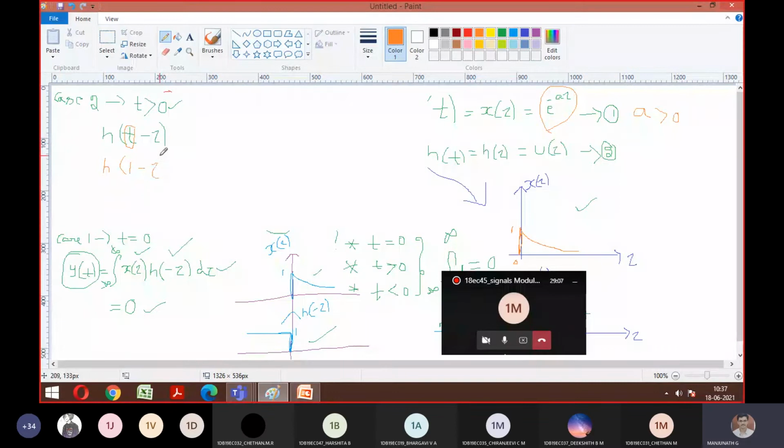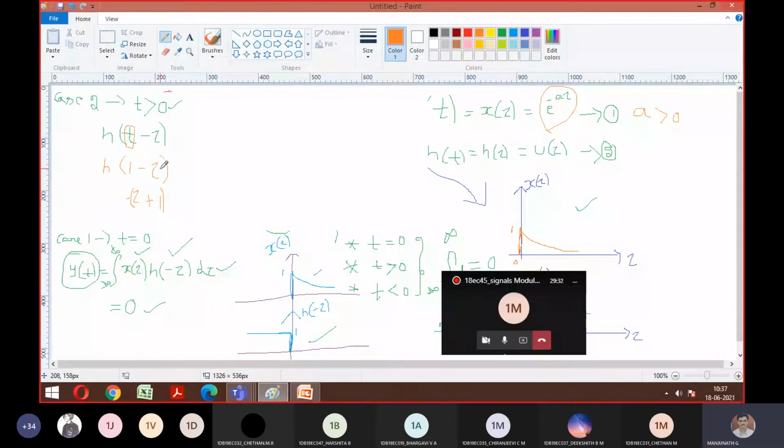So 1 minus tau. I hope everyone remembers how to plot 1 minus tau. Do you remember or not? I taught you in two ways. One is, you can take it as minus tau plus 1. You need to perform this shifting first, then you can go with the folding. This is one thing.